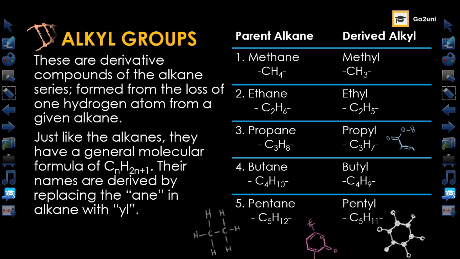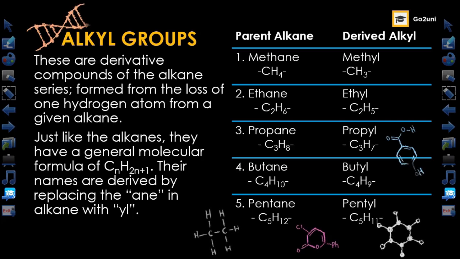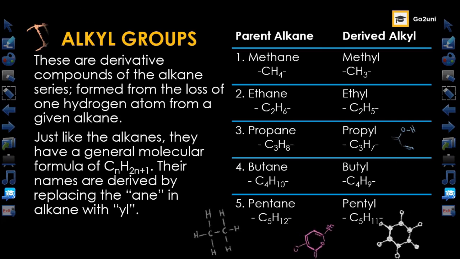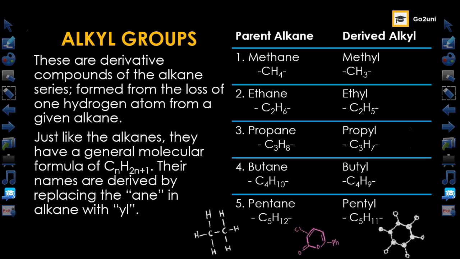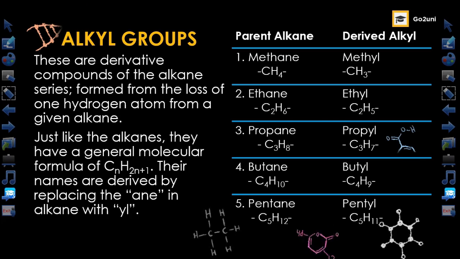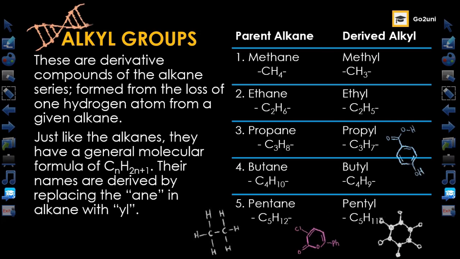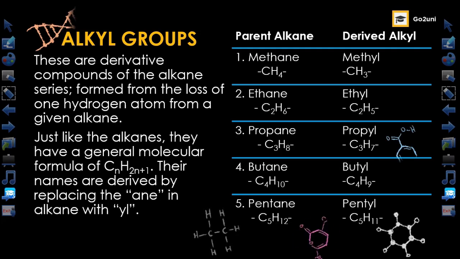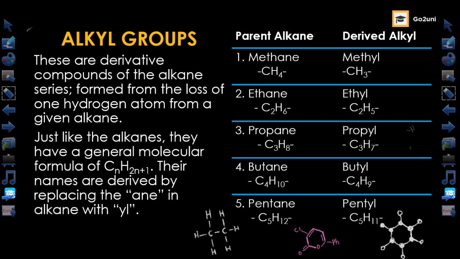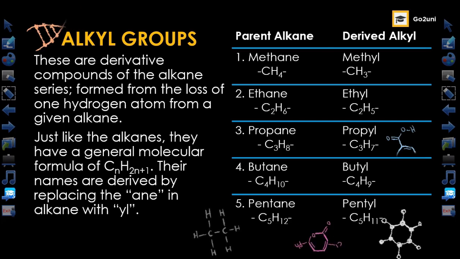Ethane also, when it loses one hydrogen atom, it becomes C2H5 and no longer C2H6. So the name changes from ethane to ethyl. Propane will change to propyl, butane will change to butyl, and pentane will change to pentyl. Now, can you tell me, students, what will be heptane? What will be the molecular formula for heptane and its name?